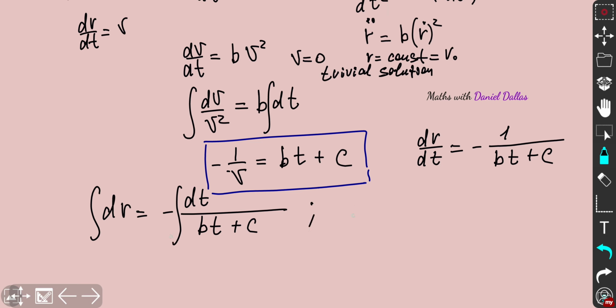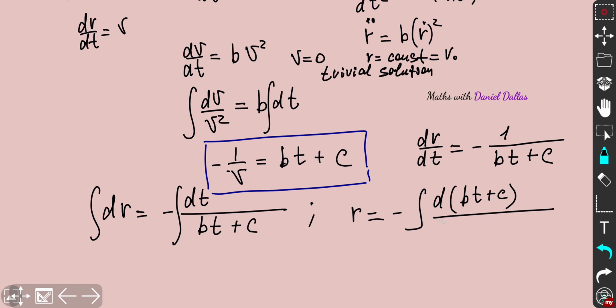On the left side, we'll get r plus constant c, okay, c1, let's say, that will be equal to minus the integral of dt over bt plus c. Maybe, let's say, r be equal, let's transfer constant c to the right side. Okay, so in this case, we can integrate if we consider that, instead of the old variable t, we can put actually a new variable, but I just put the whole expression what I see in the denominator.